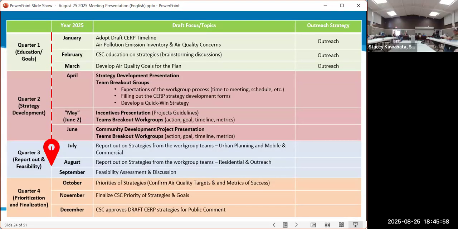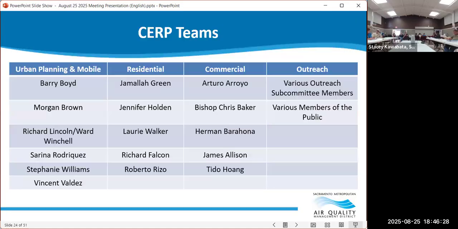All right. Hello again, everybody. As you are aware, we have been working on our strategies. At the last steering committee meeting, we had a report out on the urban planning and mobile and commercial strategies. This month, we will be focusing on the residential and outreach strategies. And then in September, the district will be bringing back the feasibility of those strategies and having a discussion with this committee. Next slide, please. And just to remind everybody, these are the teams for each of the groups.